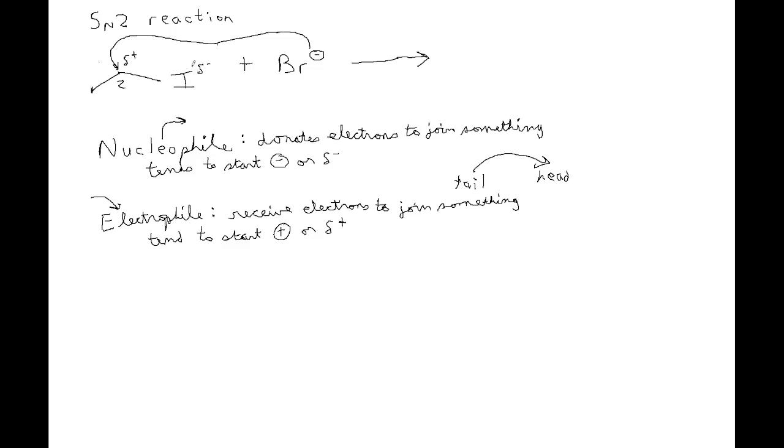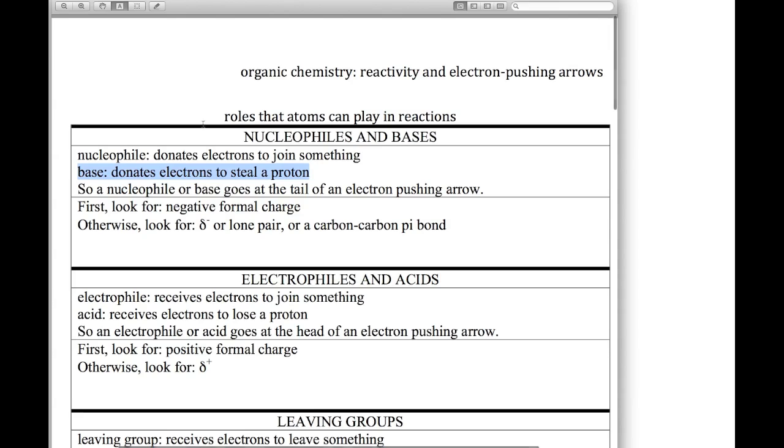Now that the iodide's already picked up a delta negative from the covalent bond, it's not really that eager to get more electrons. Okay, so now we've assigned those. So let's take another look at that handout. These are rules that you'll want to internalize and use over and over in the course.